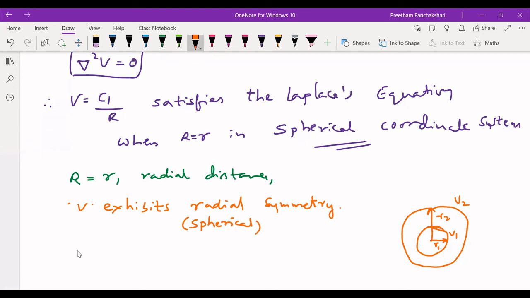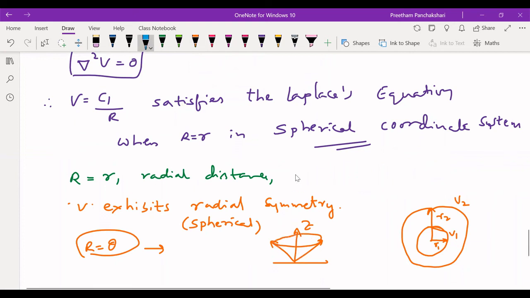If we had satisfied the Laplace equation with theta instead of r, then we would have said that the potential function satisfies angular symmetry with respect to the z-axis. We know that theta is the conical angle defined in the spherical coordinate system. The angle theta is measured with respect to the z-axis, and it is a cone angle. Then we would have declared that V exhibits conical symmetry. That means potential V remains constant on a cone or conical surface defined at a constant angle theta.